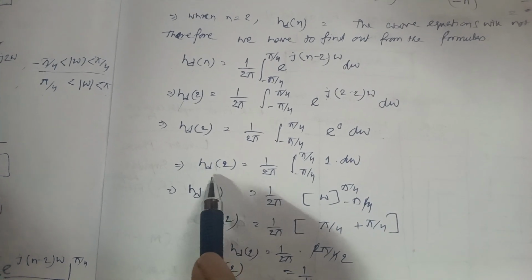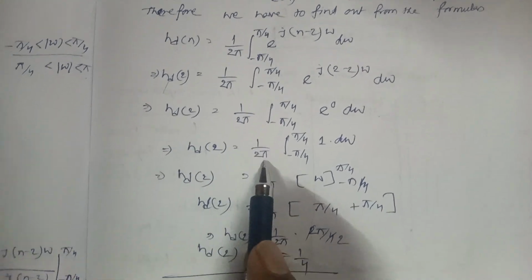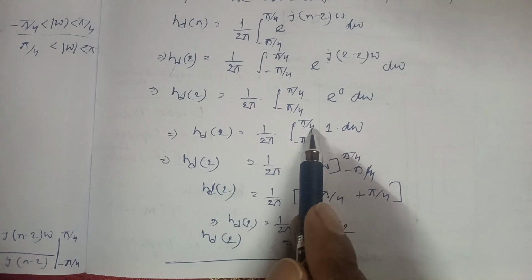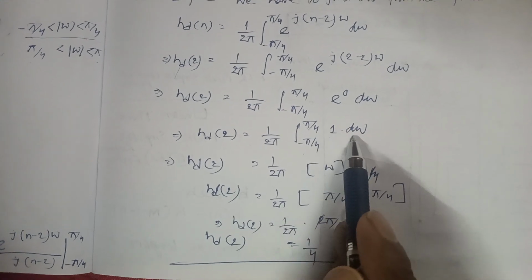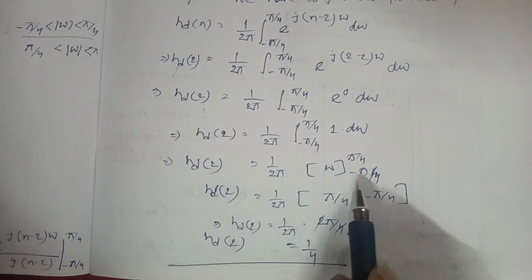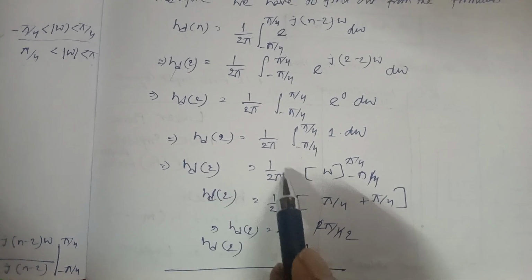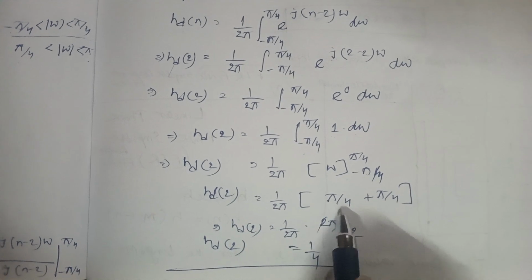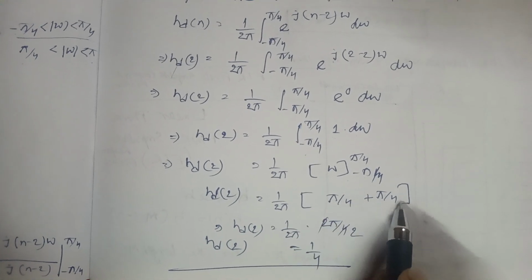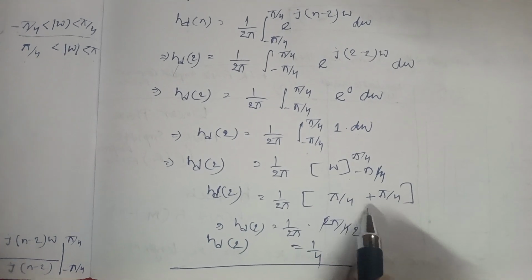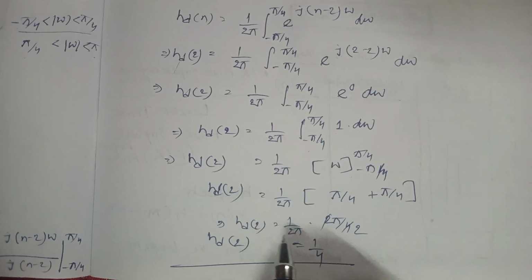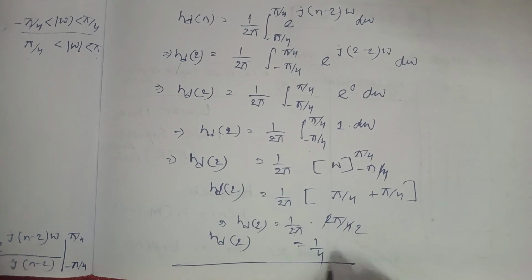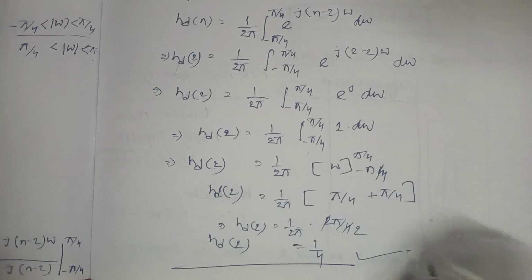So here we get hd of 2 equals 1 by 2 pi, integration from minus pi by 4 to pi by 4 of 1 into d omega. That equals 1 by 2 pi, omega from minus pi by 4 to pi by 4. So we get 1 by 2 pi into (pi by 4 plus pi by 4). Pi by 4 plus pi by 4 equals pi by 2, so hd of 2 equals 1 by 2 pi into pi by 2. Finally, hd of 2 equals 1 by 4.